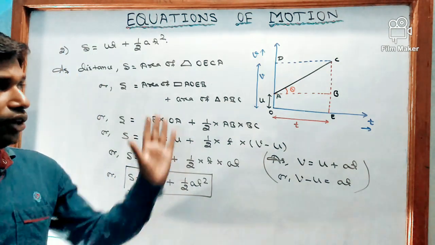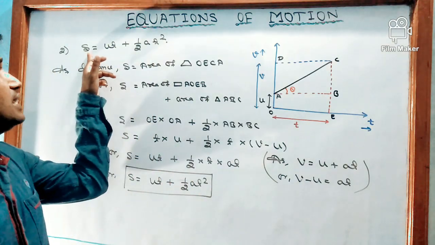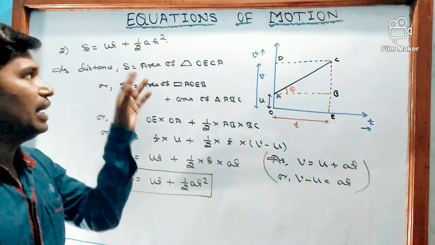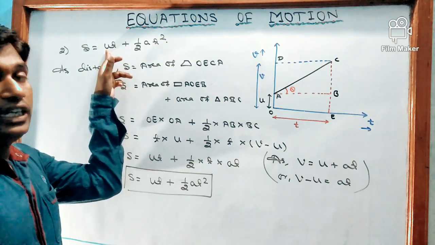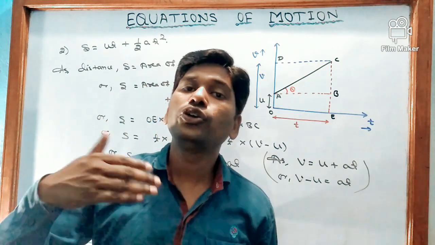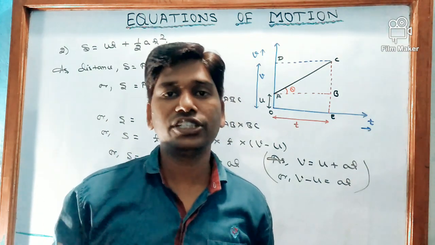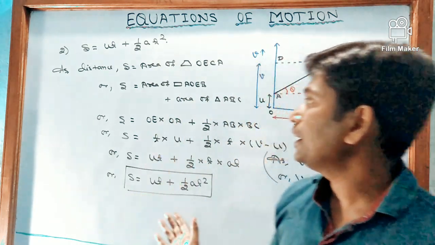Now we will derive the third equation. This equation is also known as displacement time relationship, as the displacement depends upon time, U initial velocity which is constant, and I said the body is moving with uniform or constant acceleration, so A is also a constant. So this is the second derivation.